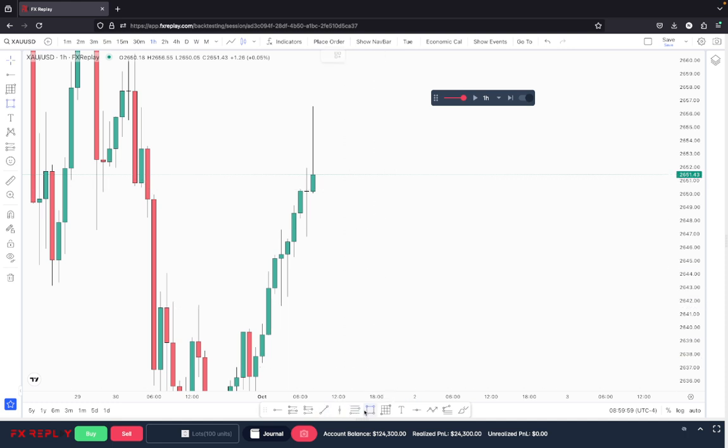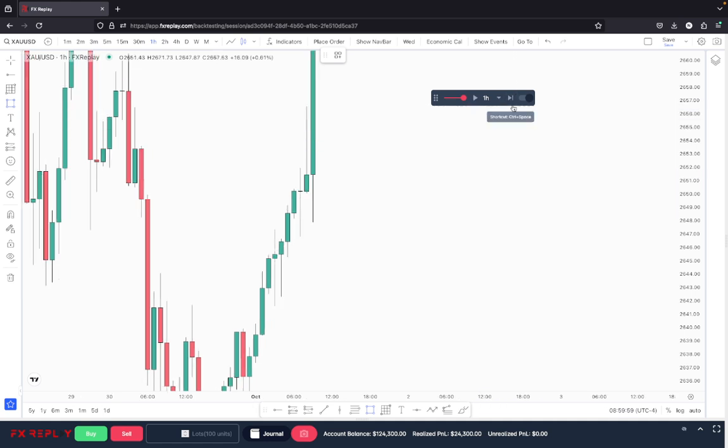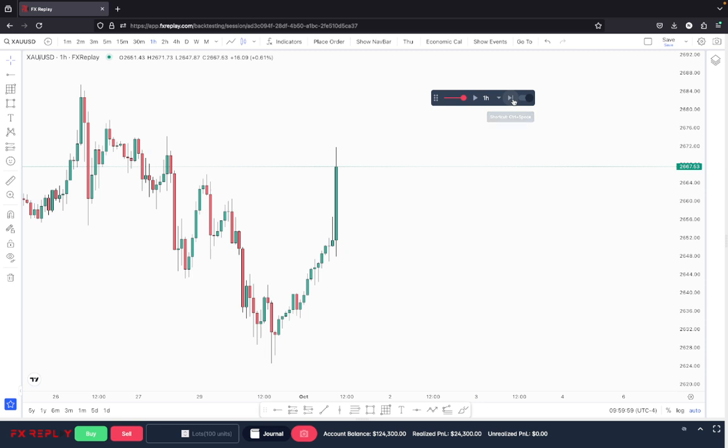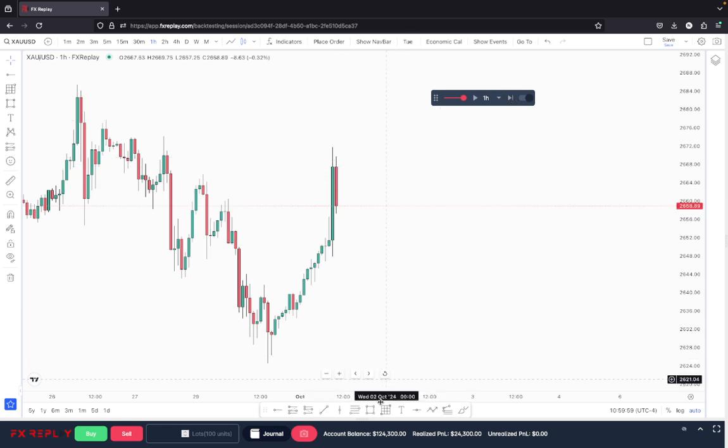We can see that market. Let's see what the next candle does. It's still very bullish. Okay, we need a reaction, and now we have a reaction. We have a reaction from this zone right here.